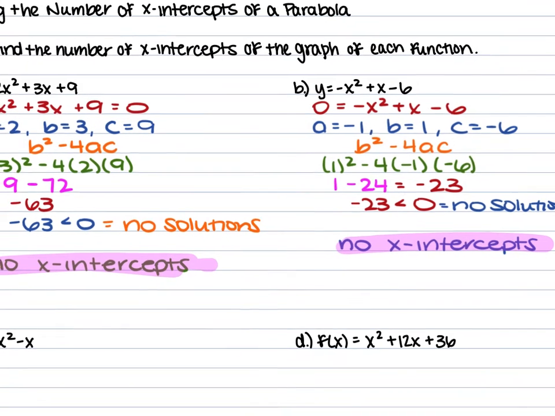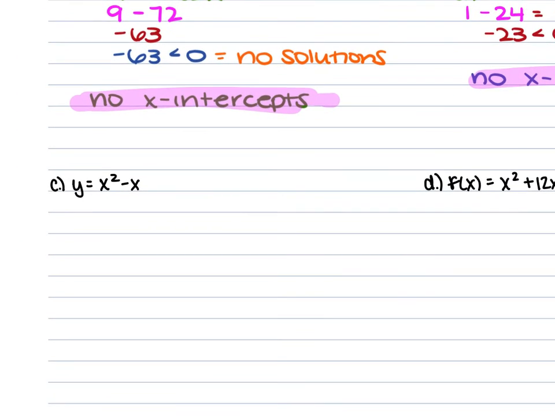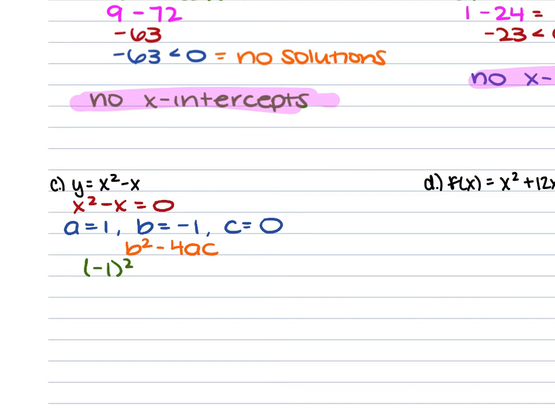For example C, we have y is equal to x squared minus x. Again, we're going to rewrite this with the y turning into 0, so we're just going to have x squared minus x is equal to 0. Our a is 1, our b is negative 1, and our c, we don't have one, so that's 0. Again, use your discriminant, b squared minus 4 times a times c. This gives us negative 1 squared minus 4 times 1 times 0.